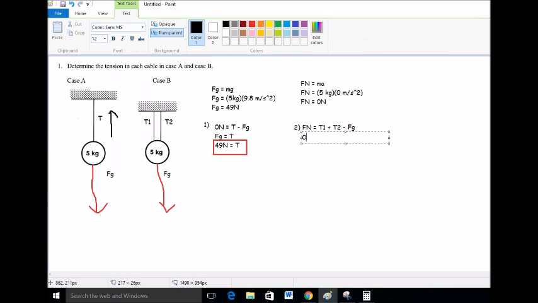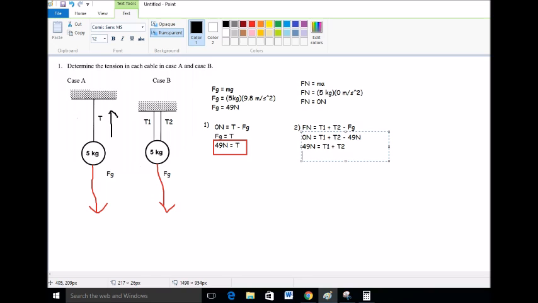Now Fn, we know, is 0 newtons, equals T1 plus T2 minus Fg, which is 49 newtons. Add 49 newtons to each side. 49 newtons equals T1 plus T2. Now in this specific case, T1 and T2 would be equal. Now this won't always work. Most of the time it wouldn't, but in this specific case, it would.